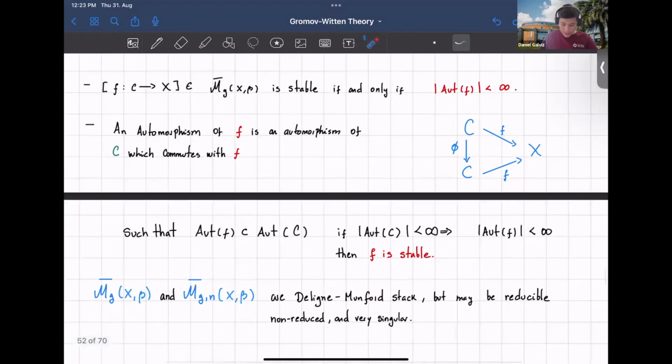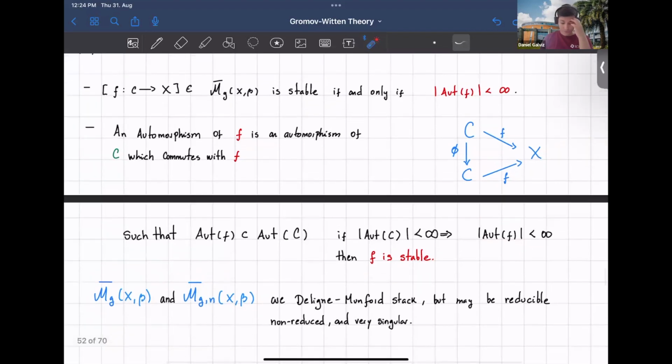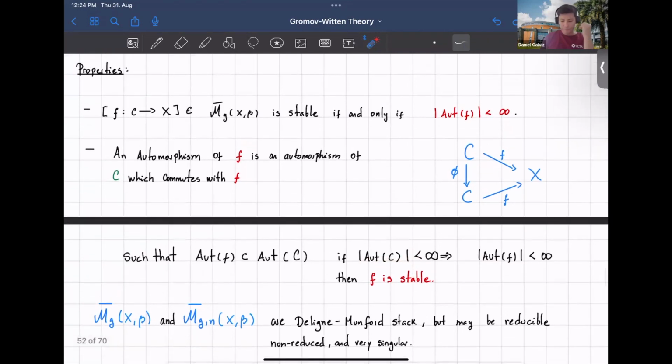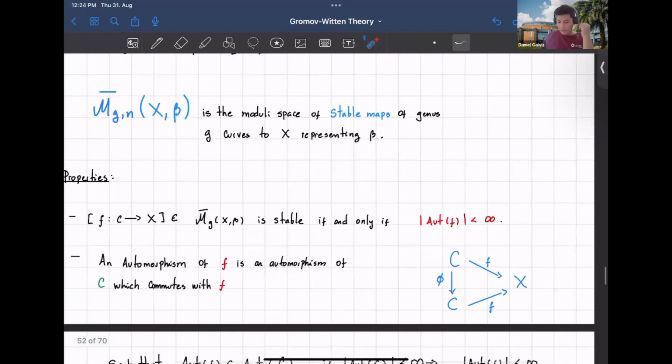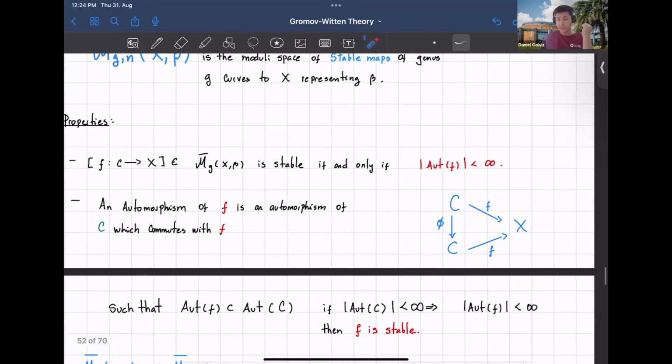Okay, but then automorphisms of F are constrained by automorphisms of C, because we take into account how many automorphisms of this curve C exist. It's very easy to see if automorphisms of C are finite. This implies the automorphisms of F are also finite, and then we say F is stable. So this is easy, because we only need to focus on automorphisms of C and then find a morphism F that commutes with this diagram, and then it tells you if it's stable or not.